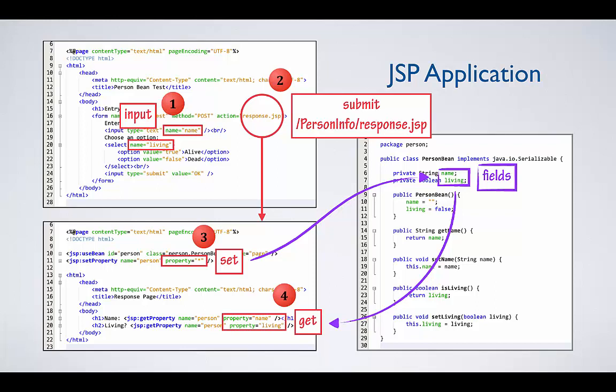And a second related question is, what if I type the address of the response page, /personinfo/response.jsp, and then I add parameters as if I'm making a GET request instead of a POST request like the form is making here? What will the response page display? Or will there be an error? Please pause the video and see if you can answer these questions.